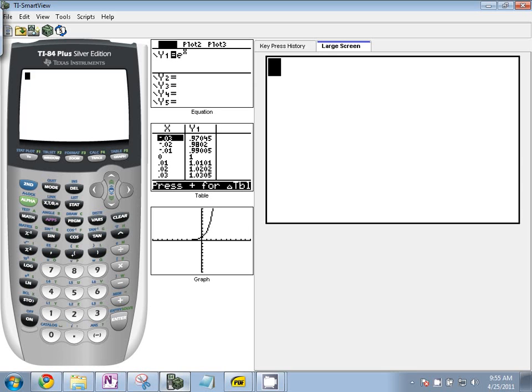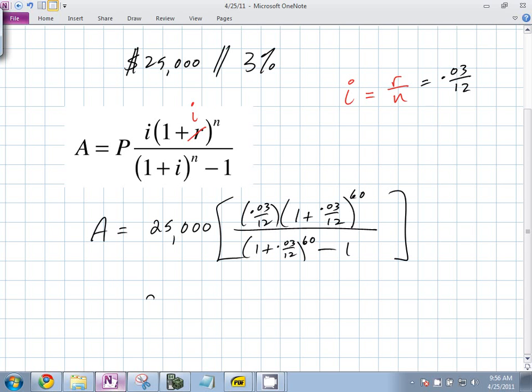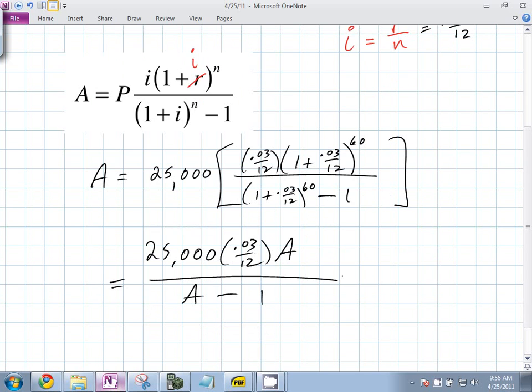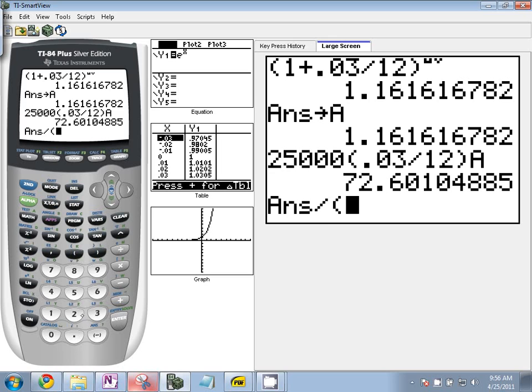Let's do it. I'll do it in 2 ways. So 1 plus 0.03 divided by 12. I'm going to raise that to the 60th power, and I press enter. It's that nice terrible decimal. You STO, it's in the bottom left. STO, and then you pick a value. I'm going to say A. So if I just alpha A that, it's going to be 25,000 times 0.03 over 12. And that's actually a really good thing to do because you don't have to write 0.03 over 12 again. You're absolutely right. Times A over A minus 1. So if we do out 25,000 times 0.03 divided by 12 times A, I'm going to hit enter on that, and then divide it by A minus 1.